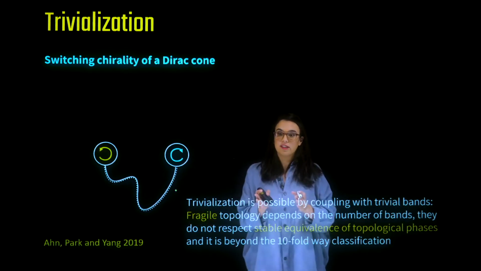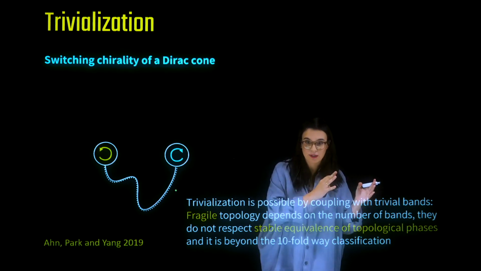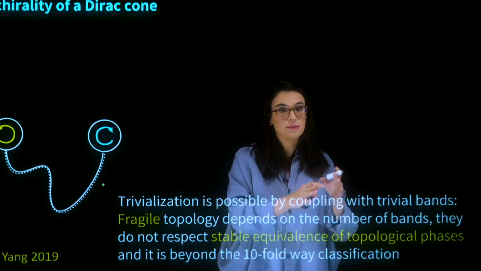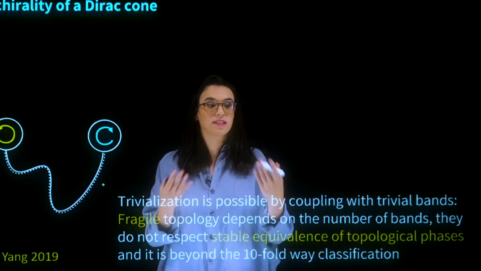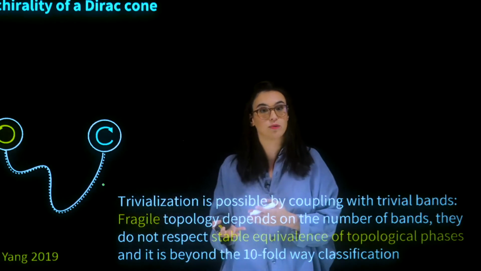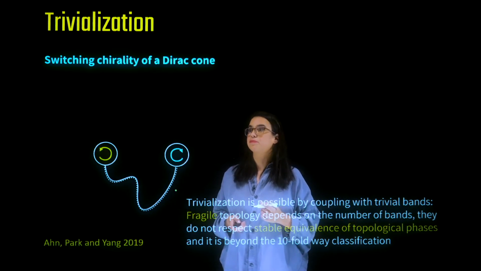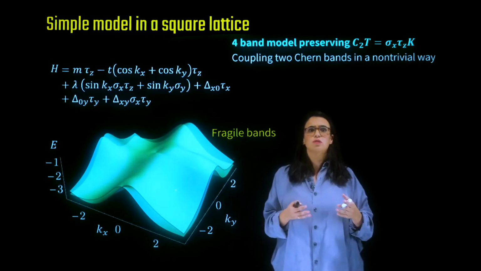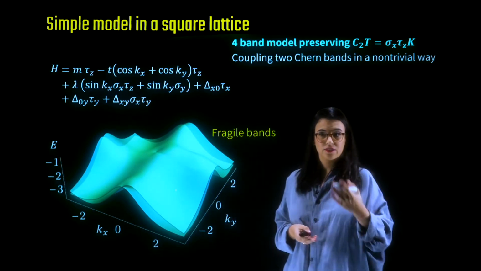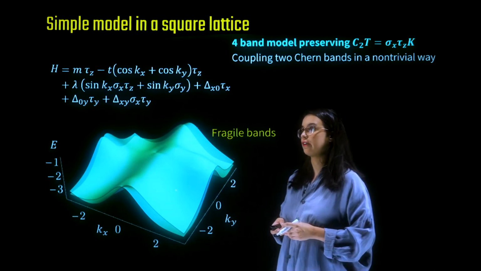So the trivialization is possible, and it's possible by changing the number of bands and by coupling with trivial bands. This means that it does not respect the stable equivalence of topological phases that we've learned in the tenfold way classification, and it falls beyond this paradigm. So let us just show you a simple four-band model that has as the filled bands two fragile bands with two Dirac points of the same chirality.